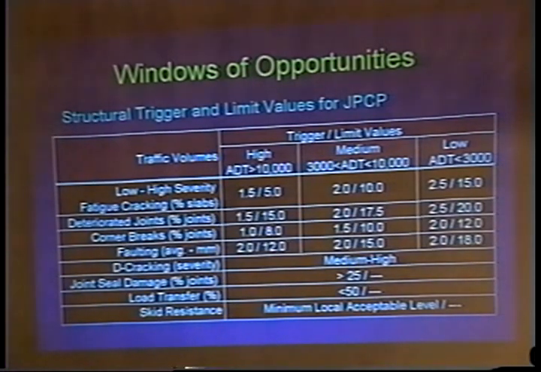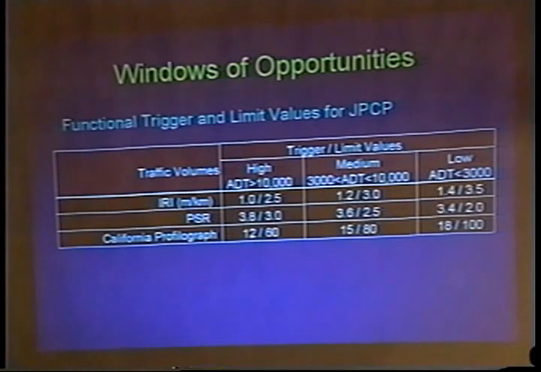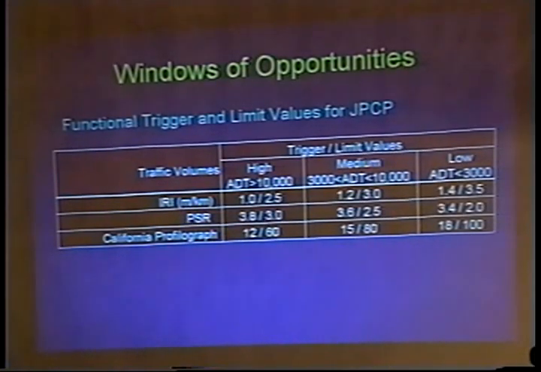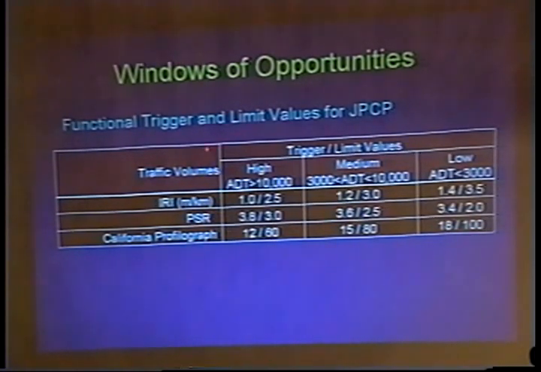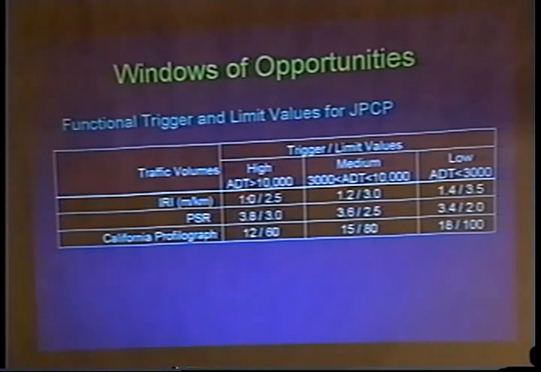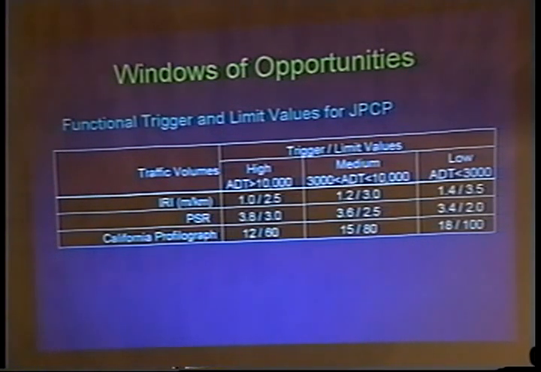For your functional values, it'd be more ride associated. How smooth is the pavement? Does it have faulting? Again, for high traffic volumes, you'd be using lower limits. For lower volumes, you could accommodate setting those limit and trigger values up a little bit higher because of the low traffic.